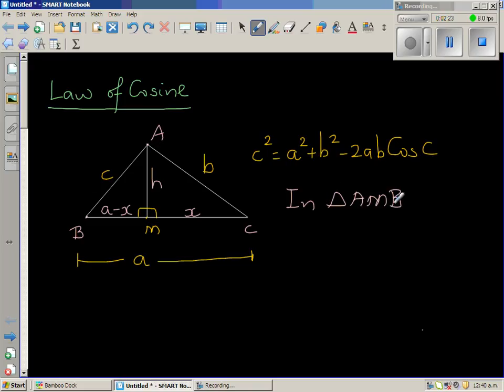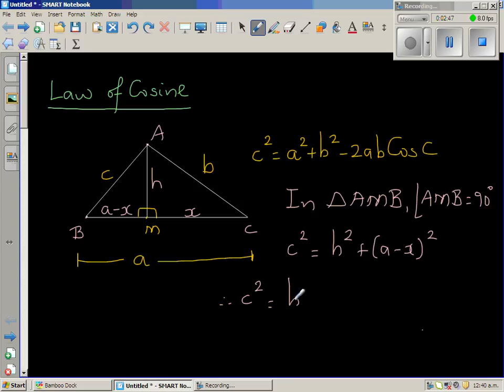In triangle AMB, angle AMB is 90 degrees. So we can use Pythagoras and say c squared is equal to h squared plus (a minus x) the whole squared. Expanding this by perfect square, this is a squared minus 2ax plus x squared. So let us save this as a result.